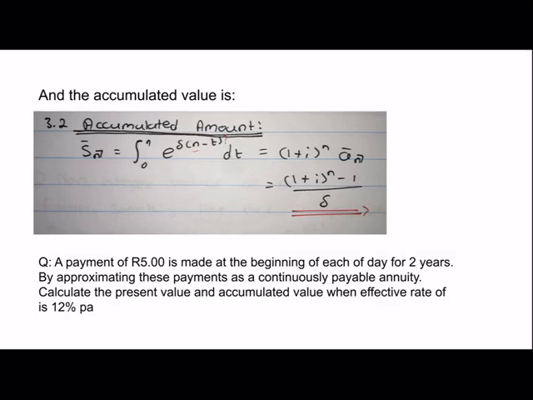Again, you should be able to find these formulas on your own. I will only derive very few formulas. So here again, there's a question down here. You will need to again pause the video, do it on your own, and see what you get. So a payment of 5 rand is made at the beginning of each day for 2 years. By approximating this payment as a continuously payable annuity, calculate the present value and the accumulated value when the effective rate of interest is 12%.